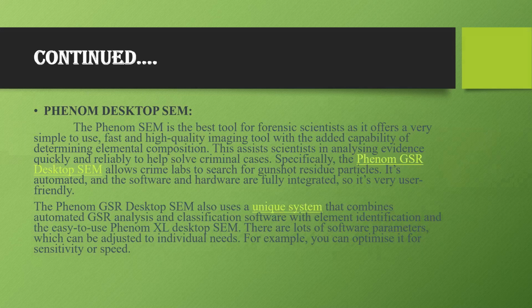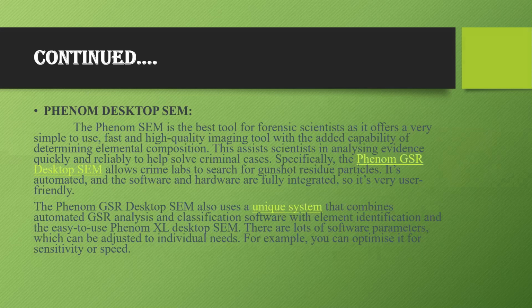The Phenom SEM is the best tool for forensic scientists as it offers a very simple to use, fast and high quality imaging tool with the added capability of determining elemental composition. This assists scientists in analyzing evidence quickly and reliably to help solve criminal cases, especially the Phenom GSR desktop SEM, which allows crime labs to search for gunshot residue particles. It's automated and the software and hardware are usually integrated, so it's very user friendly.